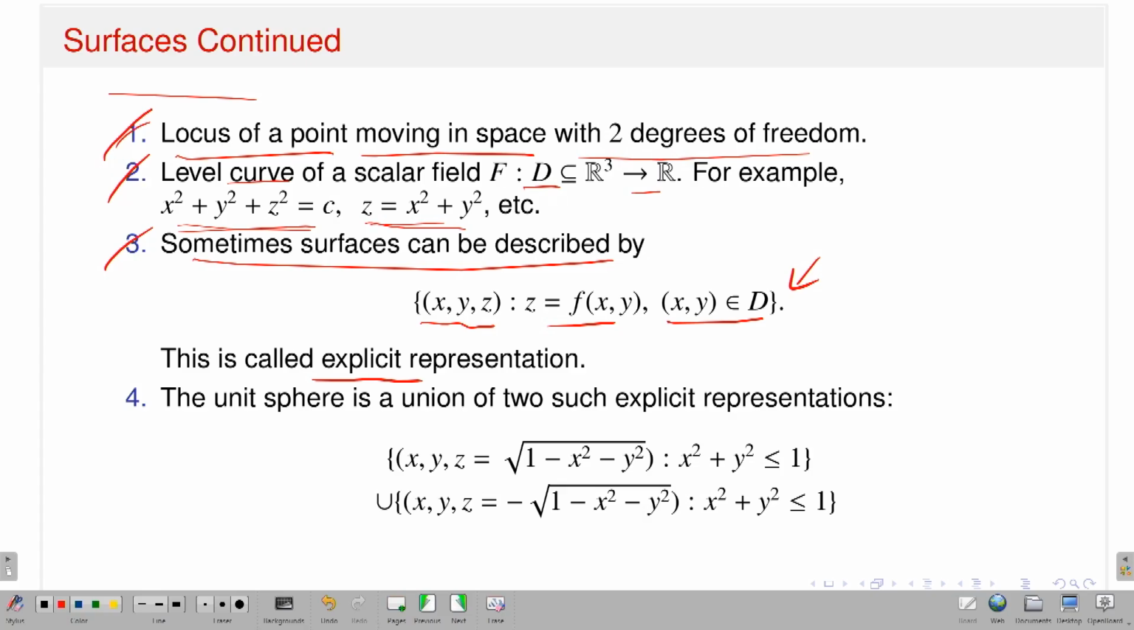Second, the first one is the locus of a point moving in a space with 2 degrees of freedom. The second one is the level curve of a scalar field. Take a scalar field, consider the level curve, and this will give you the surfaces. The third one is sometimes surfaces in the explicit form.